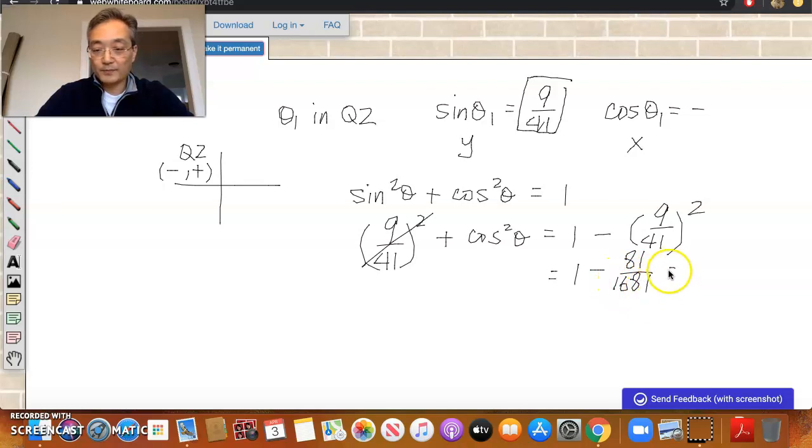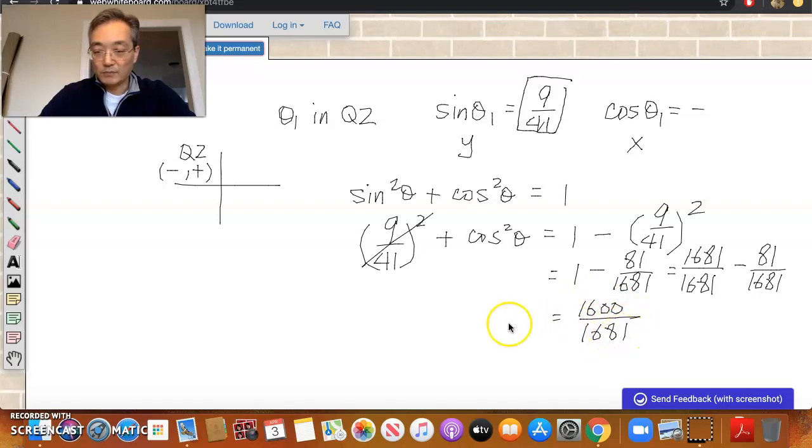Now if I want to do the subtraction, I need common denominators, of course. So it's going to be 1,681 over 1,681, right? Common denominator, so it's got to be 1,681 minus 81 over 1,681, okay? And of course, I just subtract the numerators when my denominators are the same. So that's going to come out to 1,600 over 1,681. That is cosine squared theta.